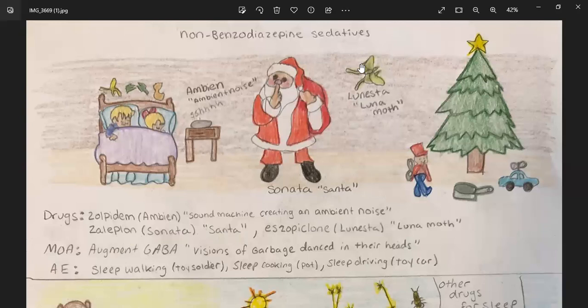And then, of course, Lunesta, just like in the commercials, it's represented by this Luna moth, so this little Lunesta moth. And the adverse effects are the same. We have sleep driving, sleep cooking, and sleep walking.